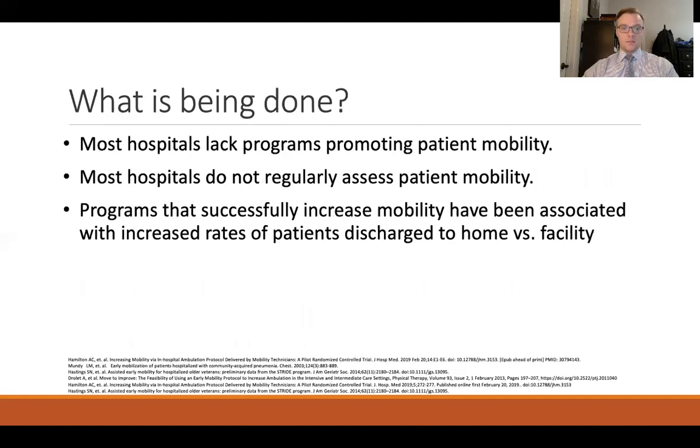So what is being done? Unfortunately, most hospitals lack programs promoting patient mobility, and most hospitals do not regularly assess patient mobility in a standardized manner. However, programs that do successfully increase mobility have been associated with increased rates of patients discharged to home versus facility.